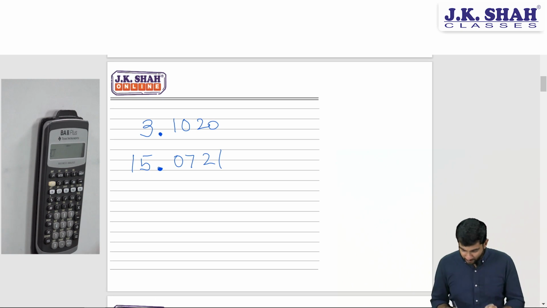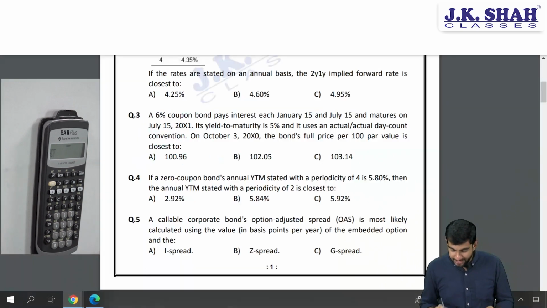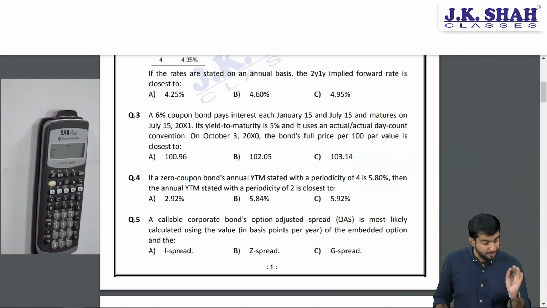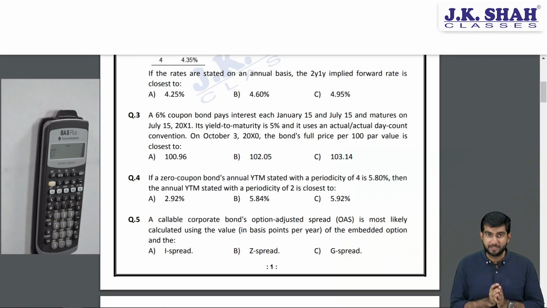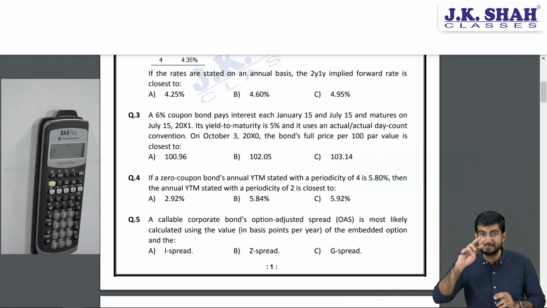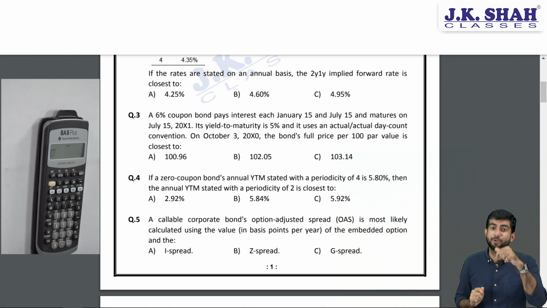In your question, they are telling you the day count convention used is actual by actual. Now on my calculator, ACT is appearing. If on your calculator ACT is appearing, well and good. But if on your calculator 360 is appearing, then press second enter to get it back to ACT.